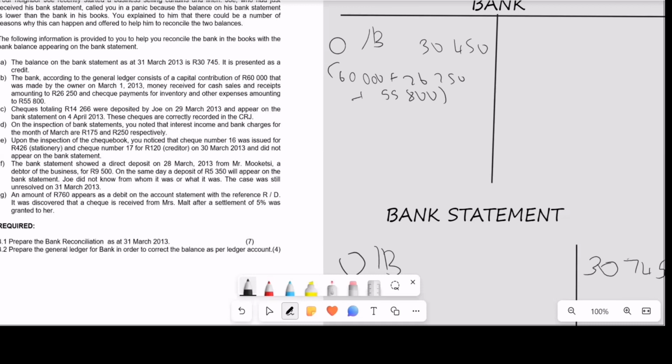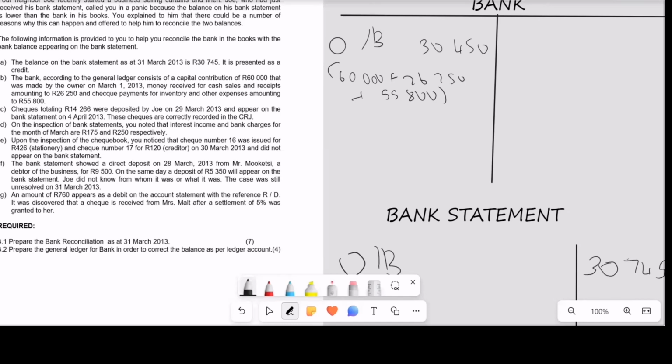Let's continue with the question. It says checks totaling 14,266 were deposited by Joe on 29 March and appear on the bank statement on the 4th of April 2013. These checks are correctly recorded in the CRJ. When they say these checks are correctly recorded in the CRJ, they mean the amount is already in our bank. As I told you guys, you can basically split the bank into a CRJ and a CPJ. So once they tell you this, they're trying to tell you that it's already in your bank general ledger account. So we have to see if it is already in the bank statement or not.